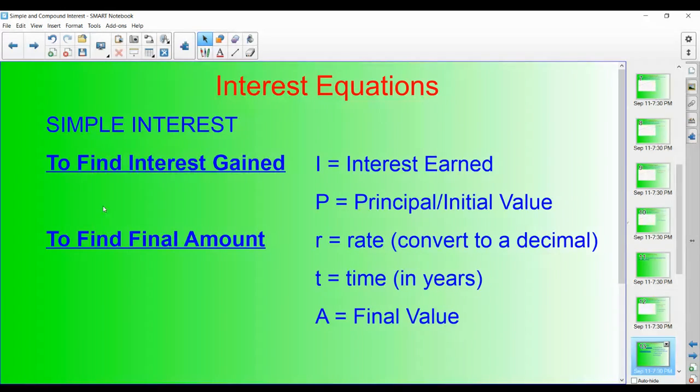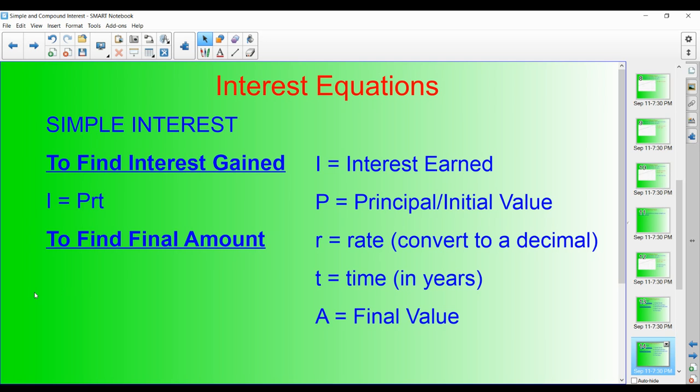So simple interest, I might want to find how much interest I gained. So what I can do is I take the principal, I multiply it by the rate, so by the percent, convert that to a decimal, and multiply by how many years.